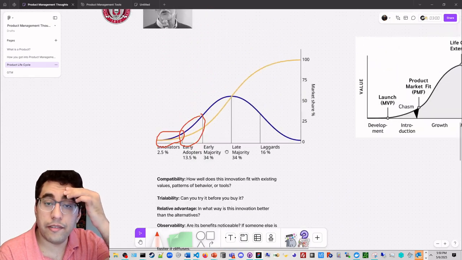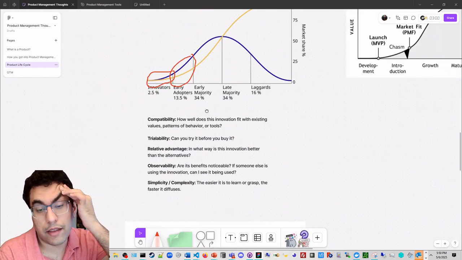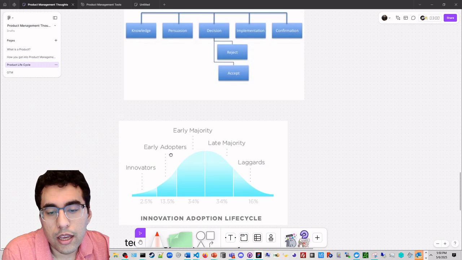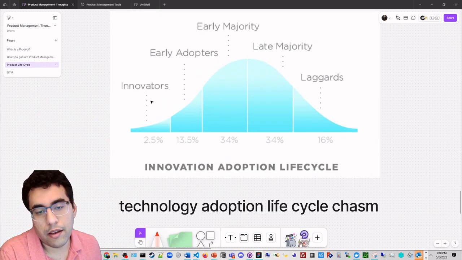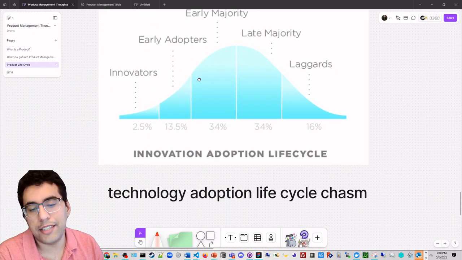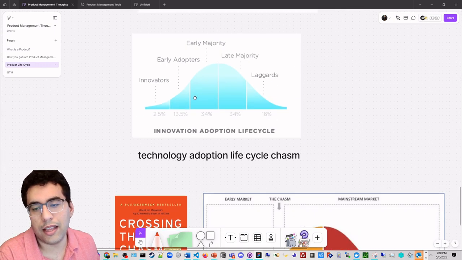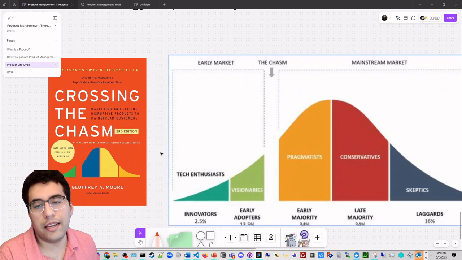Now, this idea of innovation diffusion by Everett Rogers was turned into the idea of the innovative adoption life cycles, also called the technology adoption life cycle. And they introduced this idea of a chasm.